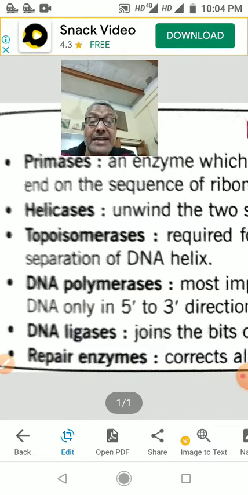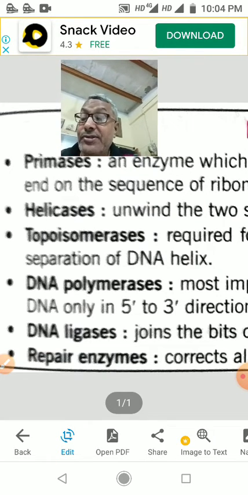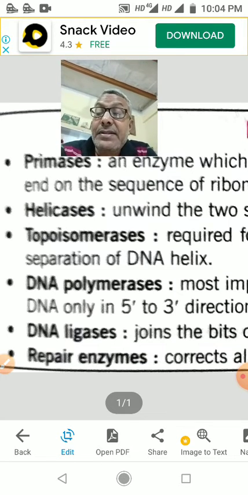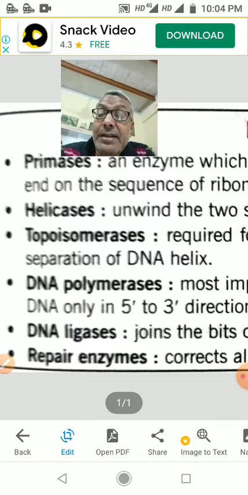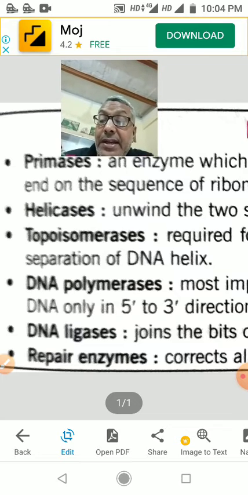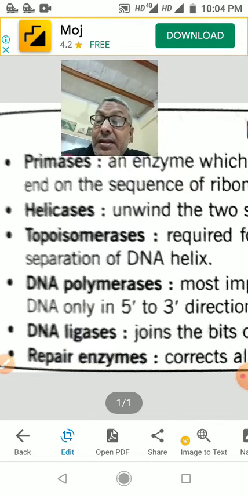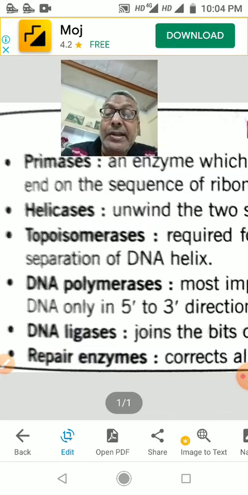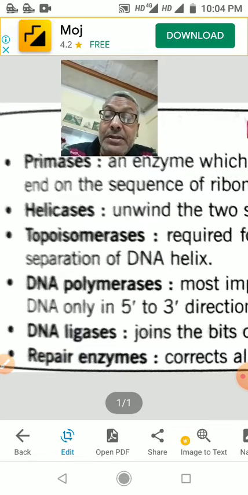Now the third enzyme is topoisomerase. These are the enzymes that can break and reseal one strand of DNA. Next is DNA polymerase. It can link with free DNA nucleotides to form the complementary strand of DNA.